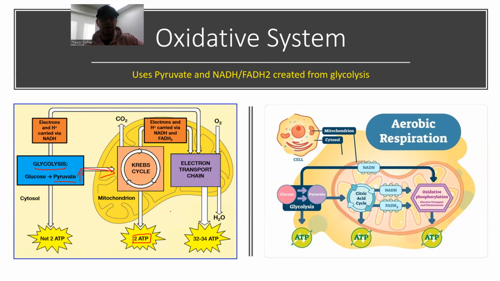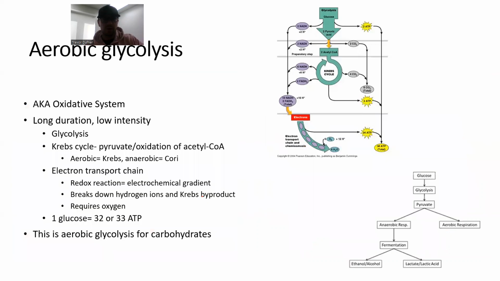What really gives us our maximal amount of ATP is the electron transport chain, which is part of aerobic respiration or aerobic glycolysis. So aerobic glycolysis, also known as the oxidative system, is a long duration, low intensity exercise energy system, or what you're using at rest. Usually you'll be breaking down fats if you're at rest, but if you're doing some sort of low intensity exercise, you'll probably predominantly be breaking down carbohydrates for that exercise bout. When breaking down carbohydrates, it begins with glycolysis. If we're breaking down fats, it begins with lipolysis.